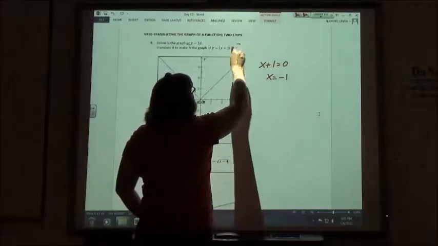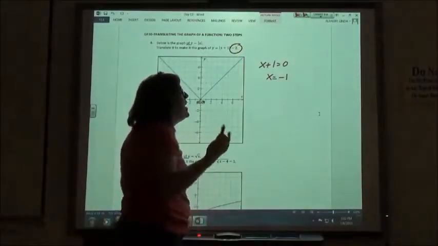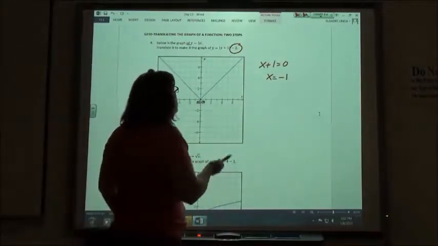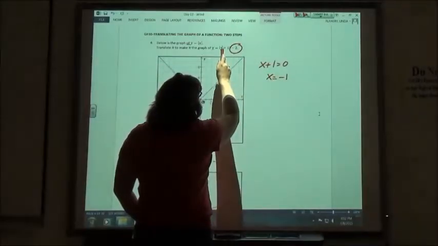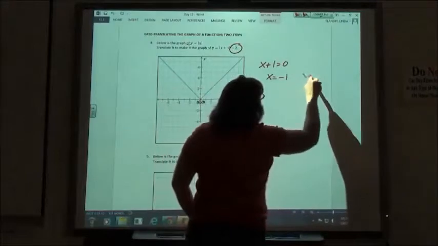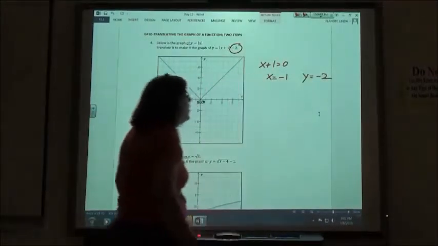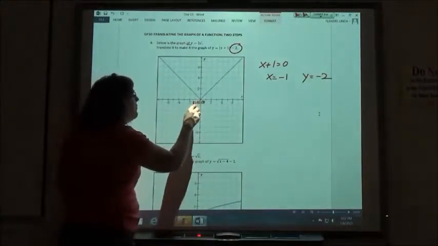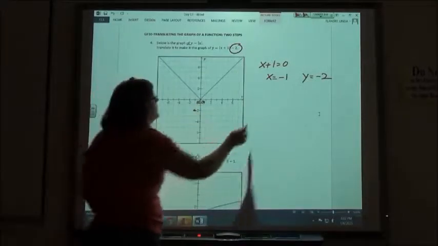So this is going to move it to x equals negative 1. The number on the end is going to shift it up or down. It's going to go in the same direction as you normally do, because if I put negative 1 in here, negative 1 plus 1 is 0. I just get that end number. So this is going to shift it to the left 1 and down 2.